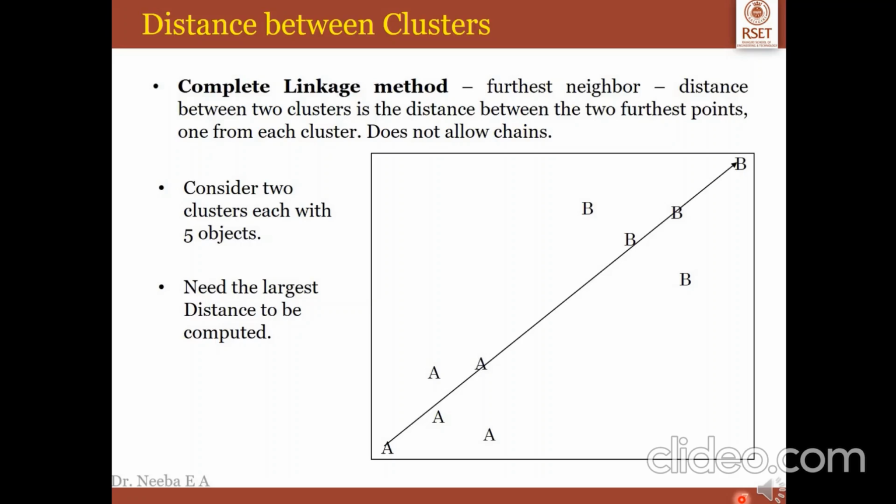Complete link is strongly biased towards compact clusters. The figure shows two clusters A and B and the complete link distance between them. The complete link can be disturbed by a moderate outlier in one or both of the clusters.